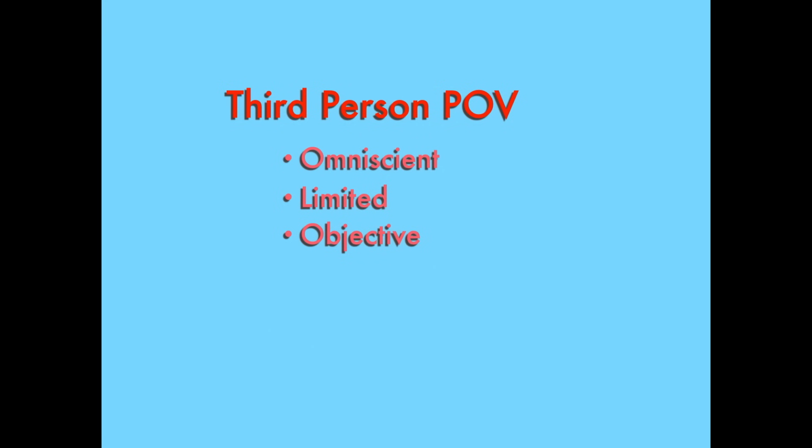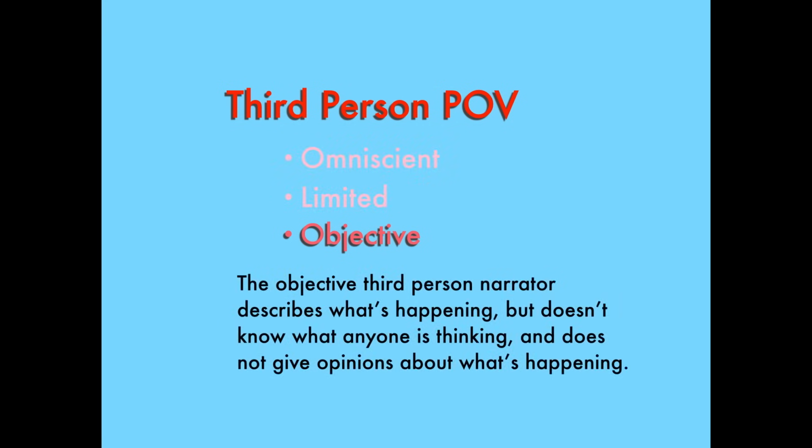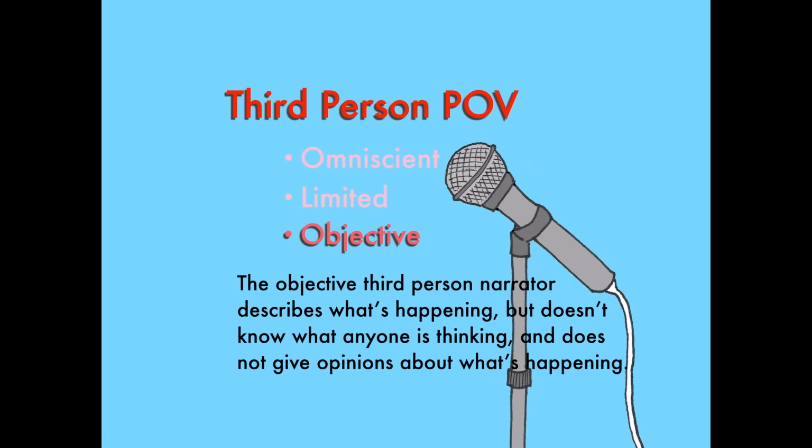Even more limited is the objective POV. This is when the third-person narrator describes what's happening, but doesn't know what anyone is thinking, not even the main character. It's like a video camera that records the events, but only sees the factual surface of the events and lets you, the reader, infer what's going on beneath that surface, like you would do in real life.